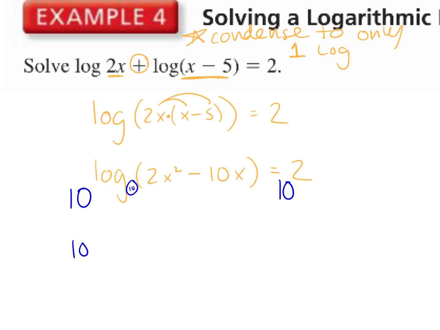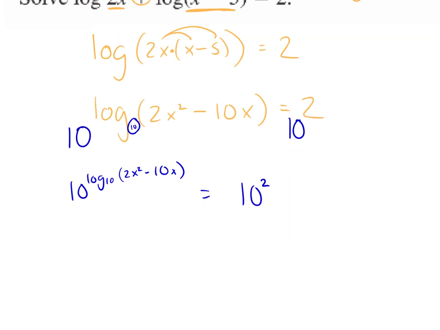So I have 10 to the power of log base 10 of 2x squared minus 10x is equal to 10 squared. So on the left side, what happens? 10 to the power of log base 10 cancels. So I'm just left with 2x squared minus 10x. On the right side, what's 10 squared? 100.